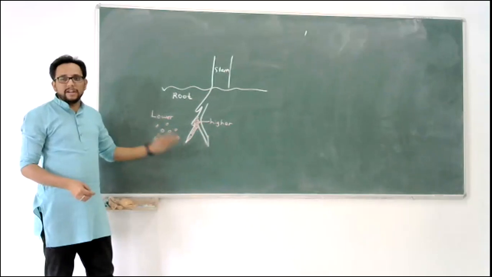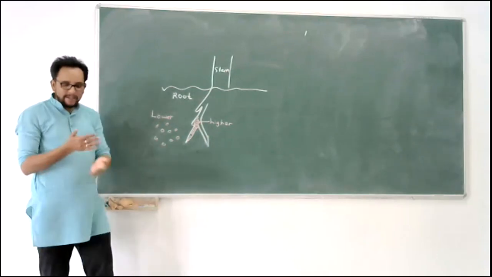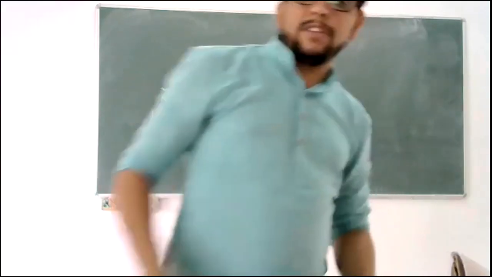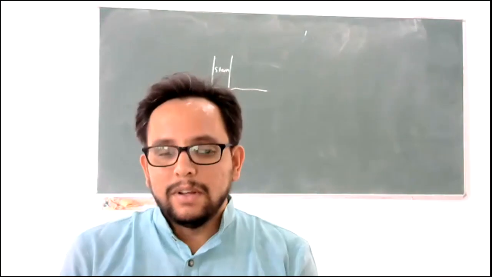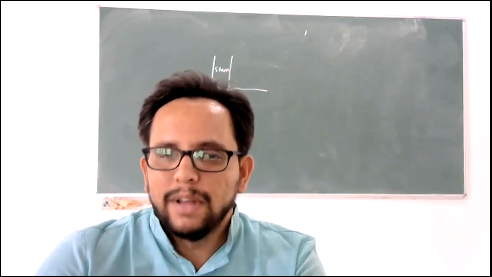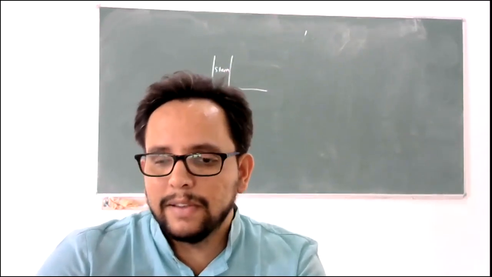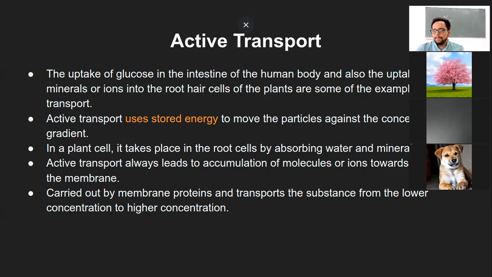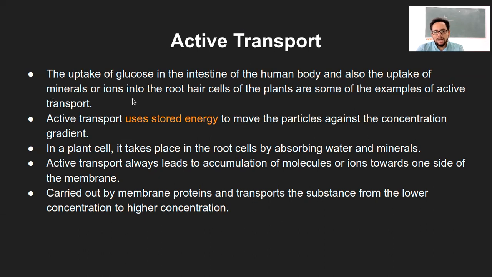At the start, it is a diffusion process. So when we say the uptake of minerals happens by active transport, that means not only by active transport; it can happen by other processes as well, at least at the start, like I said, by diffusion. So that is how this uptake of the minerals or ions into the root hair cell of the plant is again an example of active transport, like the case of uptake of glucose from the intestine.